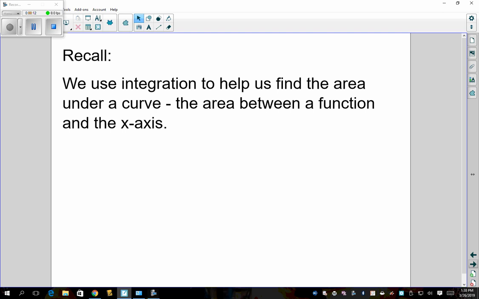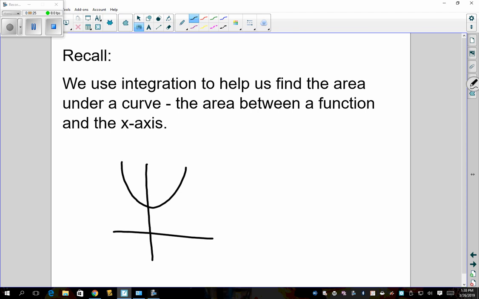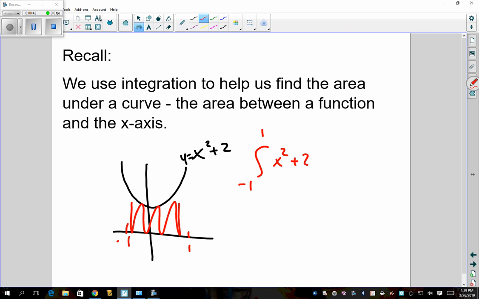First, we need to recall that integration is what helps us find the area underneath a curve, or between a function and the x-axis. So if we were given a parabola, let's say this is y equals x squared plus 2. If I was asked to find the area from -1 to +1, all I would need to do is take the integral from -1 to +1, x squared plus 2 dx. And that will get me the area underneath the curve.